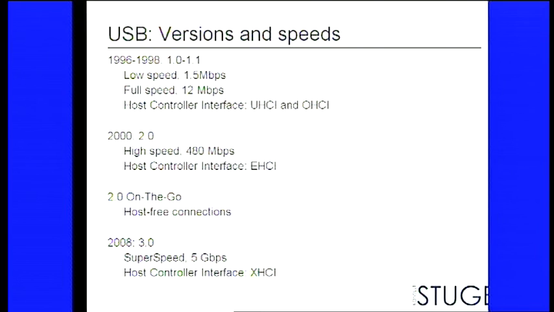Let's look at different versions of USB. It started out back in '96, '98, sometime, with USB 1, and low speed, 1.5 megabit, full speed, 12 megabit.